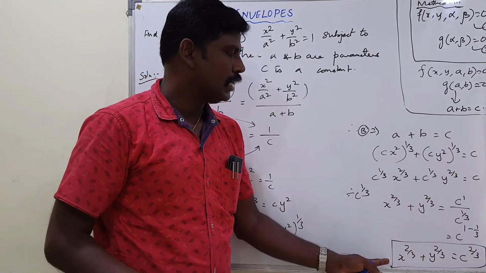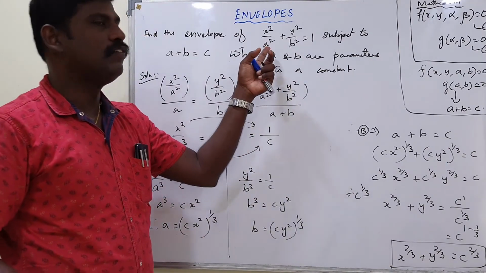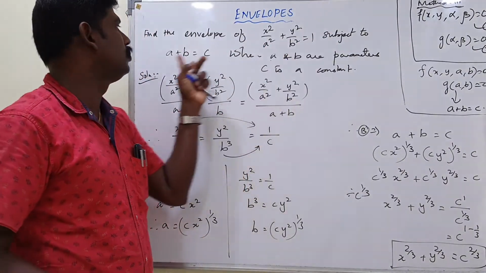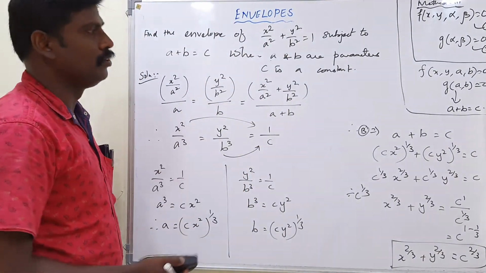is the envelope of the given family of ellipses subject to the condition a + b = 0. That's all.